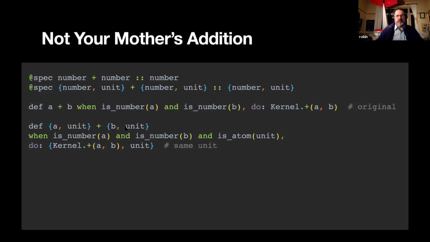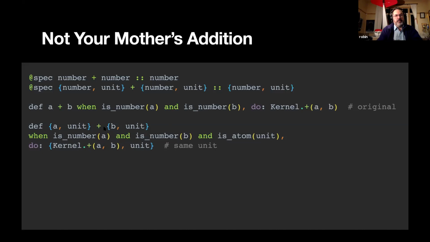When A and B are numbers and unit is an atom, we're going to just add the A and B's together and then just put a unit as a second element of the tuple, right? Okay, so that'll handle all those cases where we're adding the values of the same unit together. So that one is done.